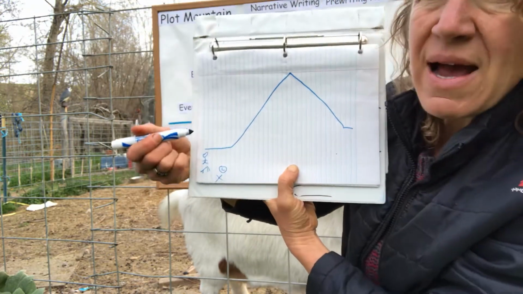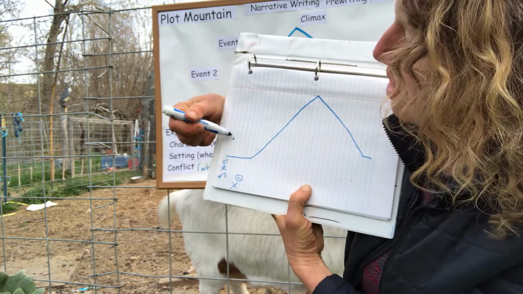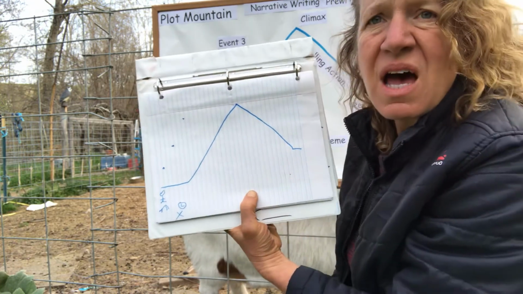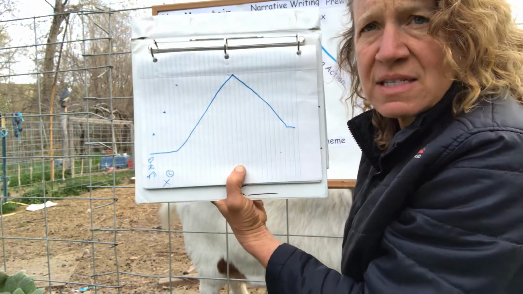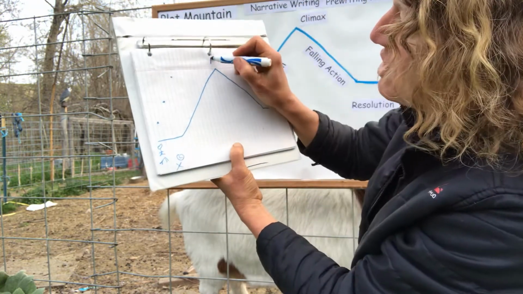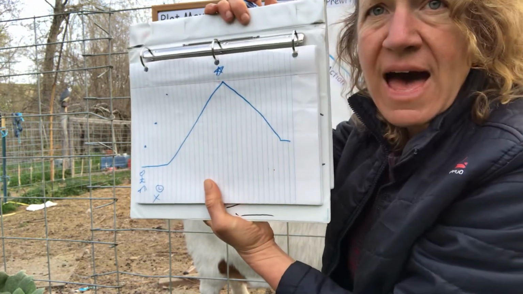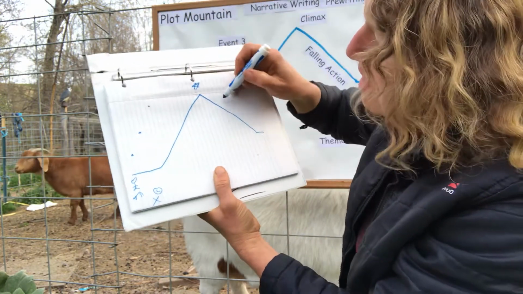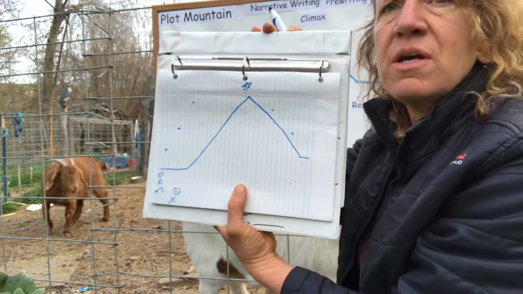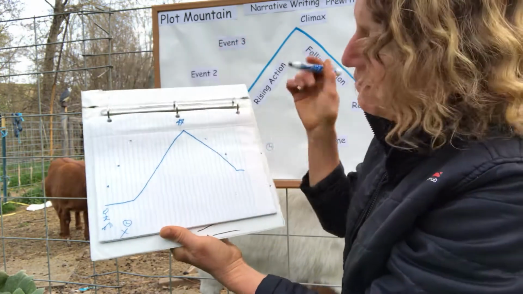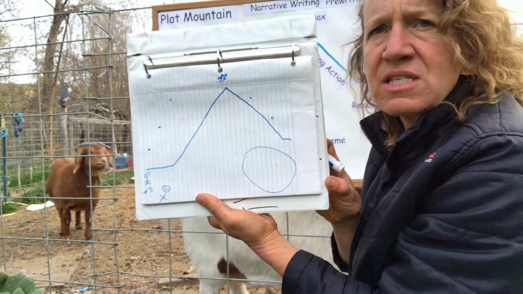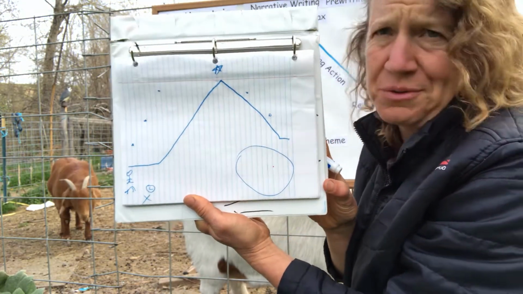Then in my rising action, I'm going to draw 3 dots going up, because I know that I want to have 3 events. And then I'm going to do a star here at the top. That is my climax, the most exciting part of my story. And then I am going to have a couple events here in my falling action. And then I want to define my resolution. How did they solve the problem, okay? So you can do that, right?